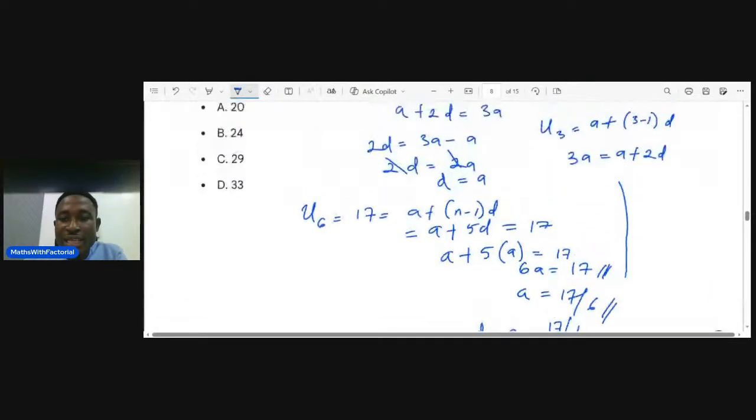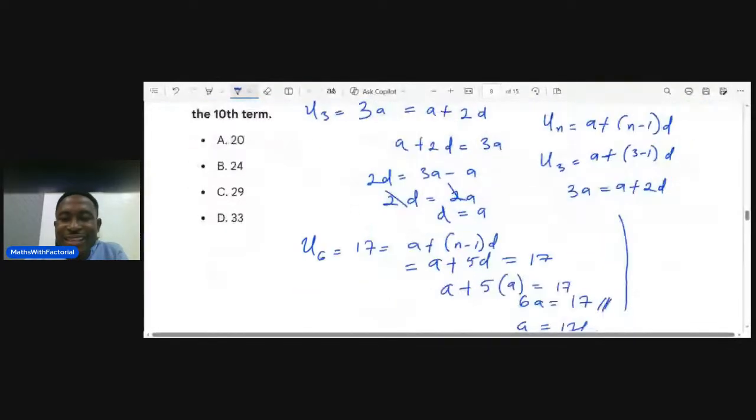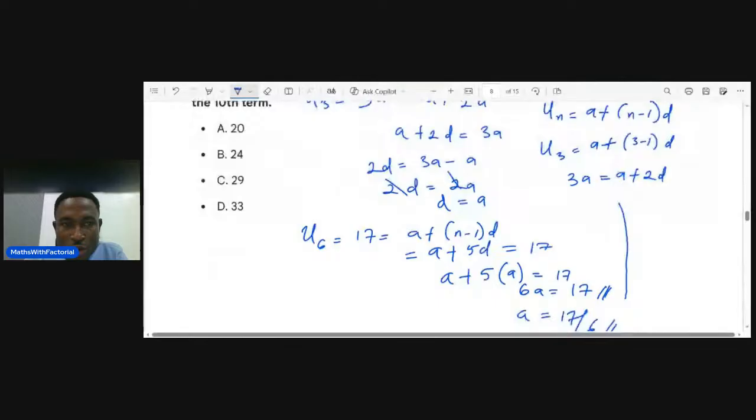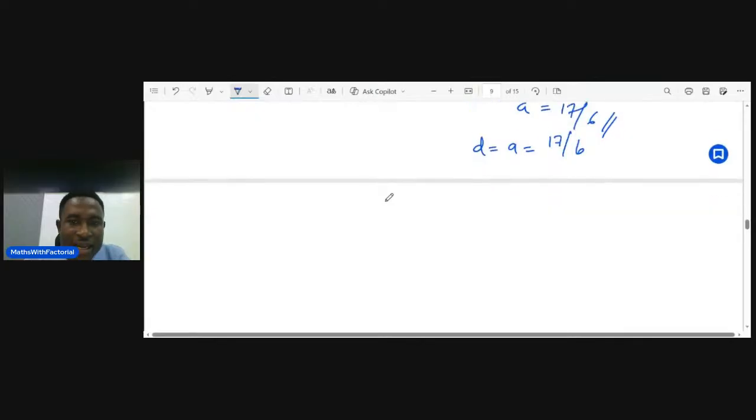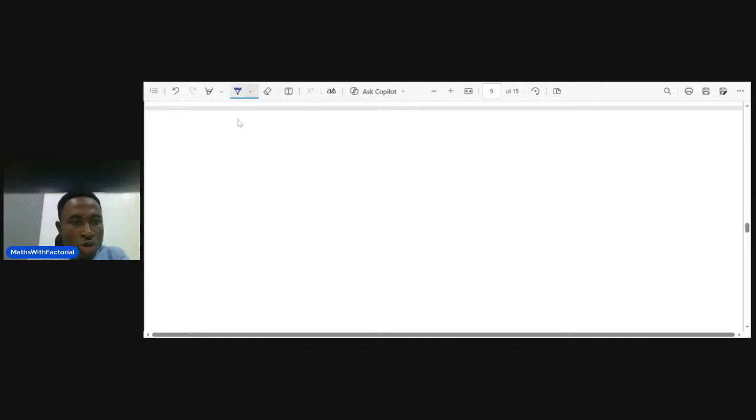Now the question says, find the 10th term. Find the 10th term. All right. Good, I can see that you're following. The 10th term, let's write down the formula. So the formula for the 10th term will now be U10 equals A plus N minus 1 D. All right, so it says we should find the 10th term, right?